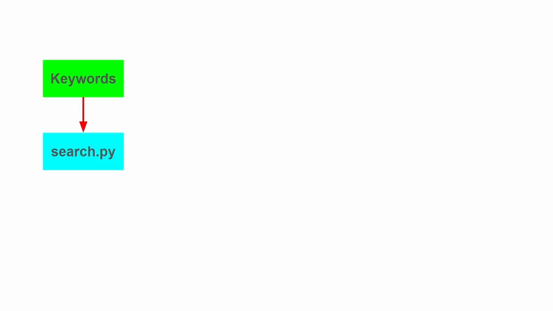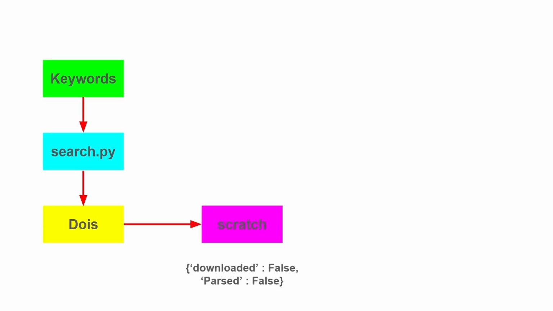And if not, we retrieve a list of DOIs that is the output of the search.py module. This list of DOIs is added to a temporary MongoDB database called Scratch, and two new fields are created for it by setting downloaded and parsed as false, since the record for the DOI has neither been downloaded, nor has it been parsed. We have only identified that this DOI needs to be downloaded.